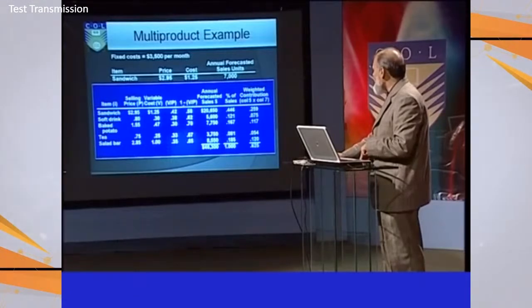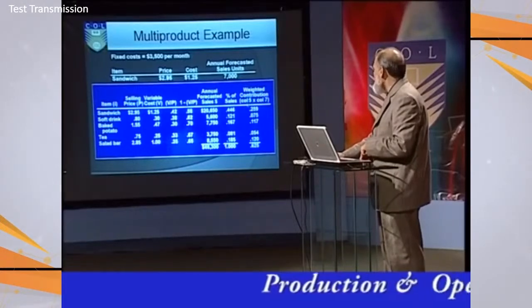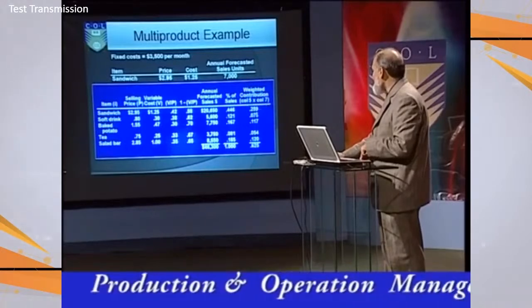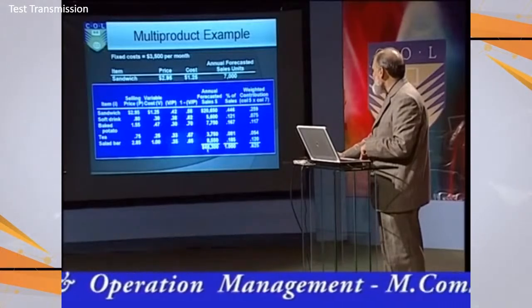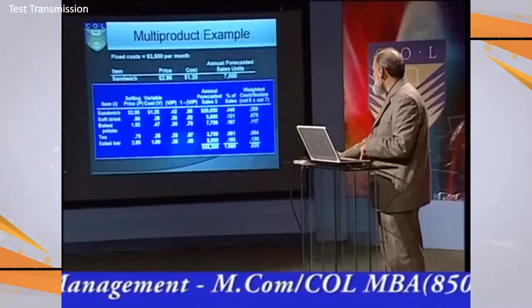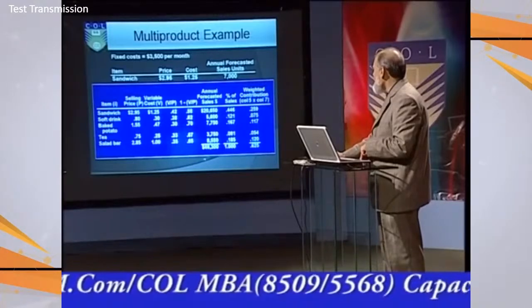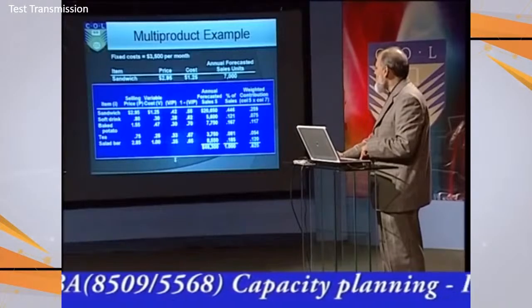Now, using these figures, let's say for the item: selling price, then variable cost, V over P, formula 1 minus V over P, annual forecasted sales, percent of sales, weighted contribution, which is column 5 into column 7. We came up with annual forecasted sale 46,300, percent of sales 1, and so on. This is how we handle multiple products.